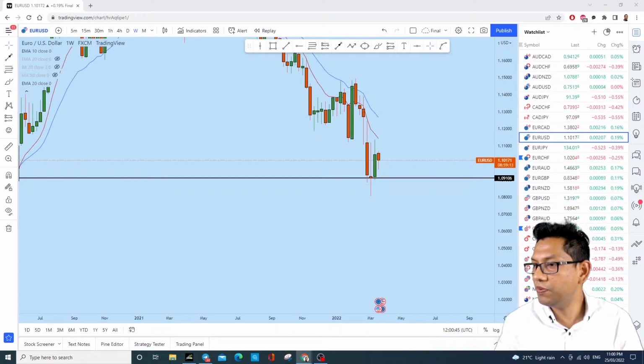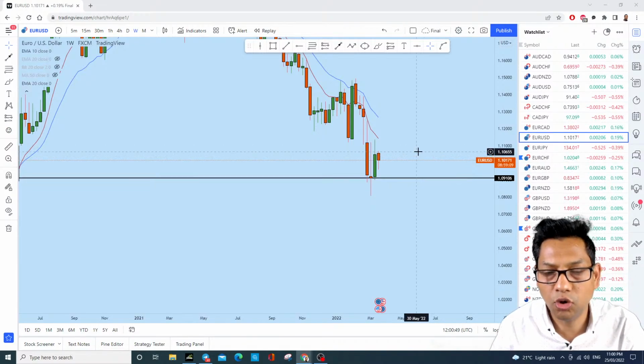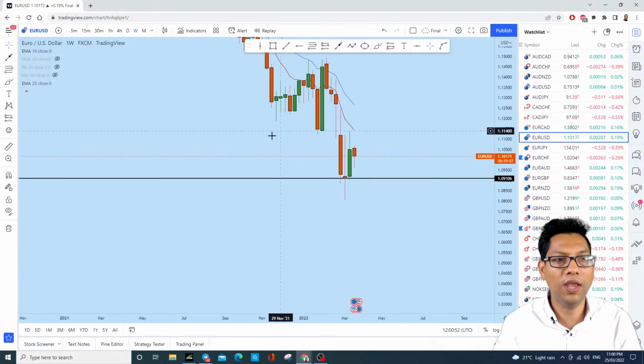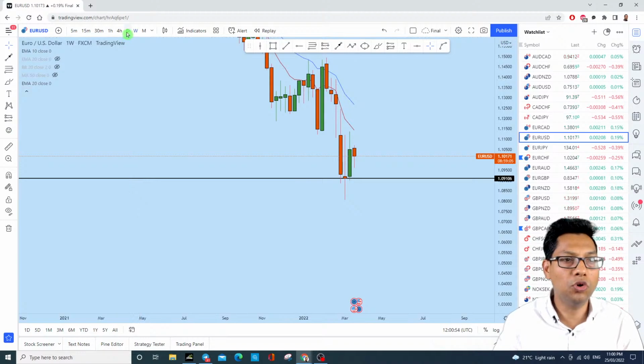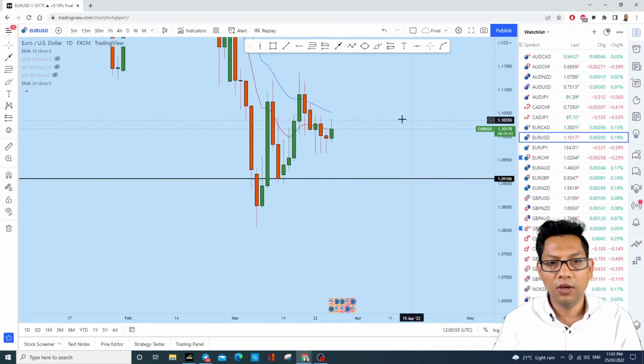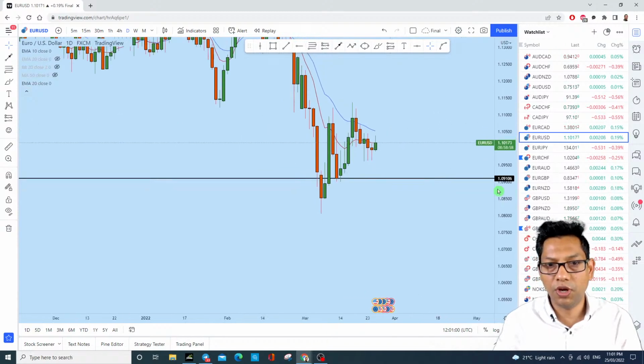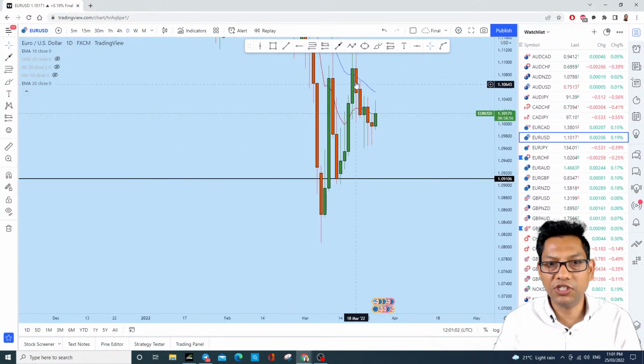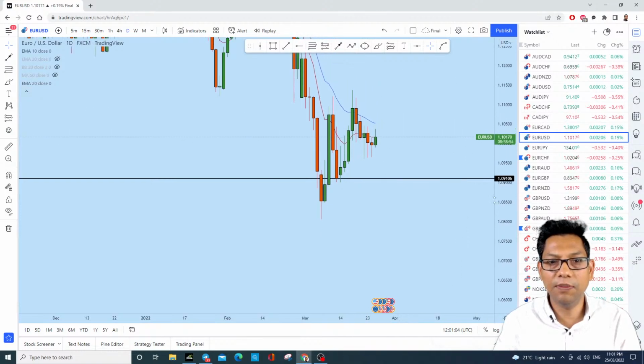Please analyze Gbp Jpy. Yes, let's finish the euro dollar first and then we will go to the Gbp Jpy. So euro dollar daily, what is the situation now? Daily, it's still bearish. What we see is the retracement of this move down. This is a bearish price action.